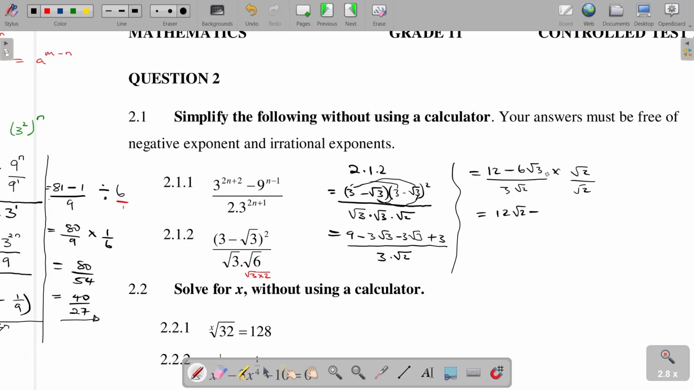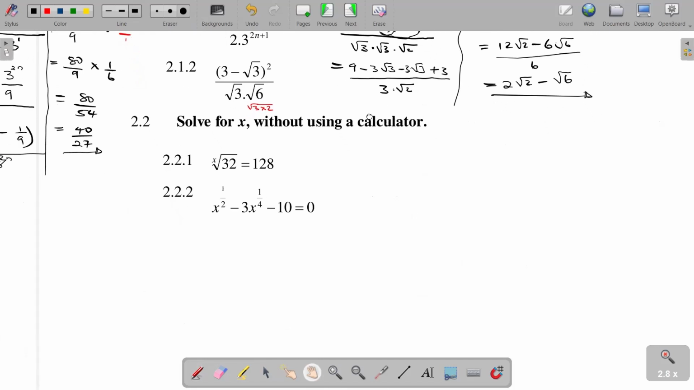minus this multiplied. So under the root sign, we are going to have minus root of 3 times 3 times 2. So it's going to be 6 root 6 all over root 2, and root 2 times root 2 is going to give us 2. When you distribute the 2, 12 divided by 2 is going to give us 6, so we have 6 root 2 minus root 6. This becomes our final answer. Then we go to the next question.